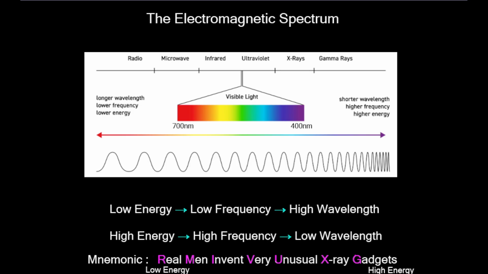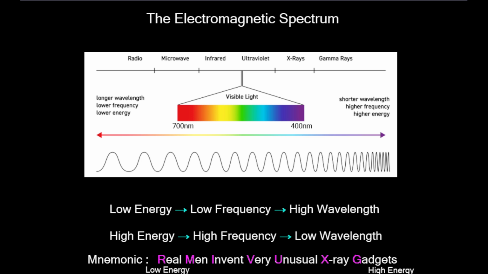The electromagnetic spectrum includes every type of light from low energy radio waves all the way to high energy gamma rays. Visible light makes up only a tiny slice of the entire spectrum, ranging from red with low energy, low frequency, long wavelength, to violet light with high energy, high frequency, and short wavelength.